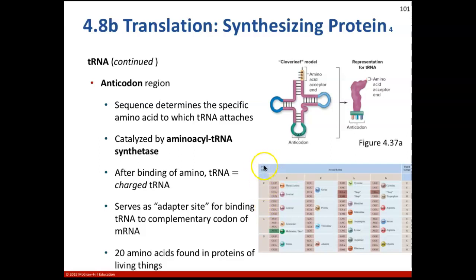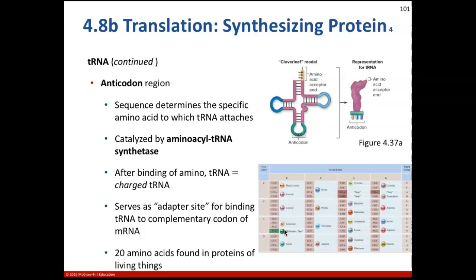So the first letter would be here. Let's just use our start codon, AUG. So there's our A. The second letter is U. And then we would look down here for G. And this is really small. So there's AUG, and methionine is our start amino acid. So that would be the first amino acid that is created.